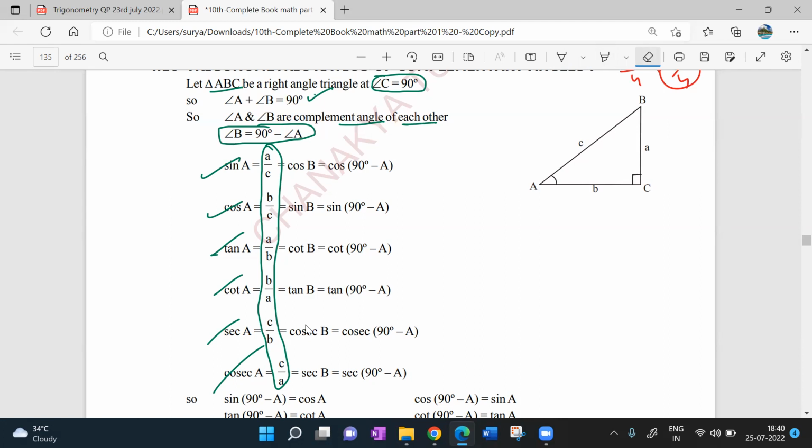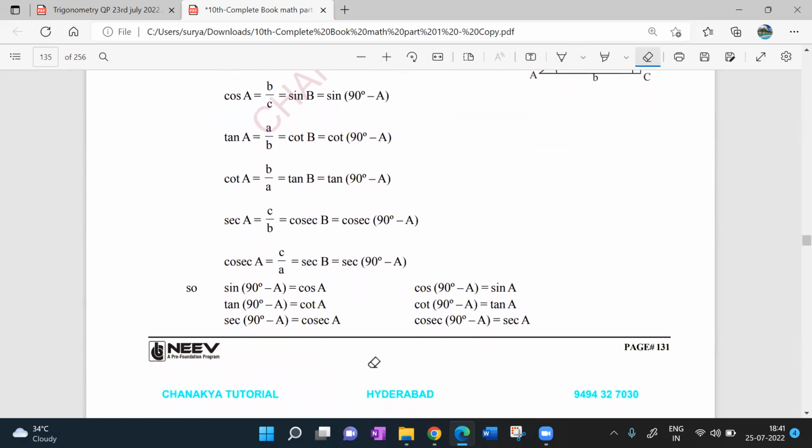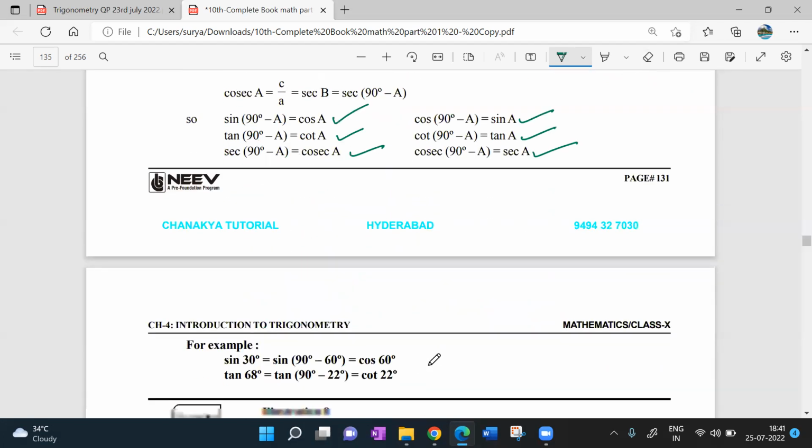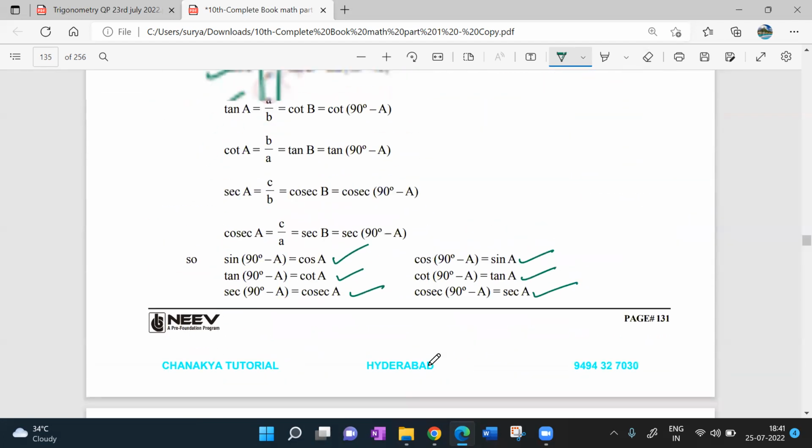90 degrees minus A. Look at it. I'll tell you a simple story. You just need not go through all this. I'll explain to you. So this can be written as what? Sine of 90 degrees minus A gives me cos A. Tan of 90 minus A gives me cot A. Secant of 90 minus A gives me cosec A. Cos of 90 minus A gives me what? Sin A. Cot of 90 minus A gives me tan A. Cosec of 90 minus A gives me secant A. Right? So I'll tell you one simple story here now.